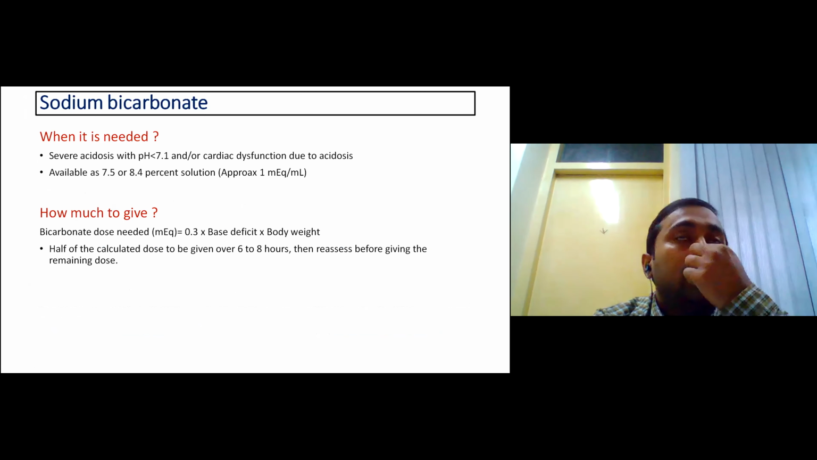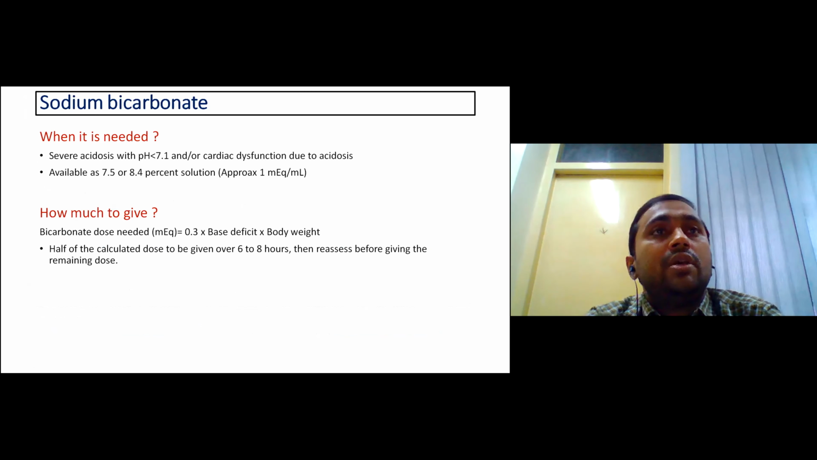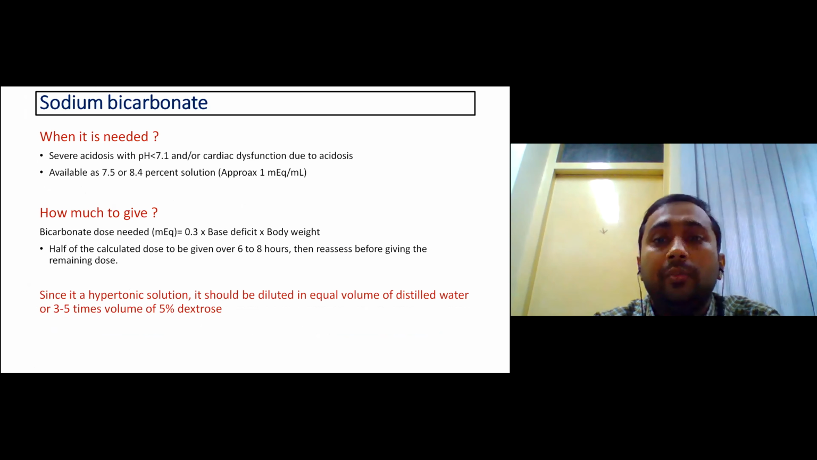Sodium bicarbonate, we use this in a state of severe acidosis when pH is below 7.1 or there is cardiac dysfunction due to severe acidosis. It's available as 7.5 or 8.4% solution, which gives approximately 1 milliequivalent per ml of soda bicarb. So how much to give? This is the formula for dose calculation: 0.3 into base deficit into body weight. And half of this calculated dose has to be given over 6 to 8 hours, and then we have to reassess before giving the remaining dose.